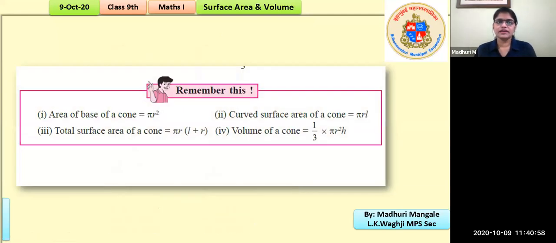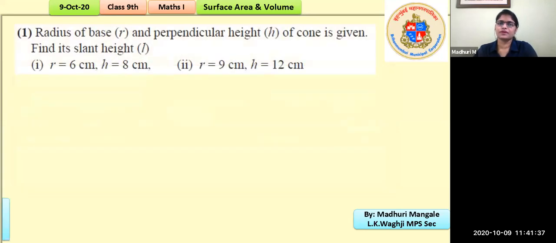So what have we done today? We have looked at the various formulas that will be used for solving problems. The first one is area of base of a cone. We know the base of a cone is a circular structure. So that would be pi r squared. What about the curved surface area of a cone? That is pi r l. The total surface area of cone, that is pi r (r plus l). And finally, we saw the volume of a cone, that is 1/3 the volume of cylinder, which is 1/3 pi r squared h. With this, we will be doing some problems from your textbook.